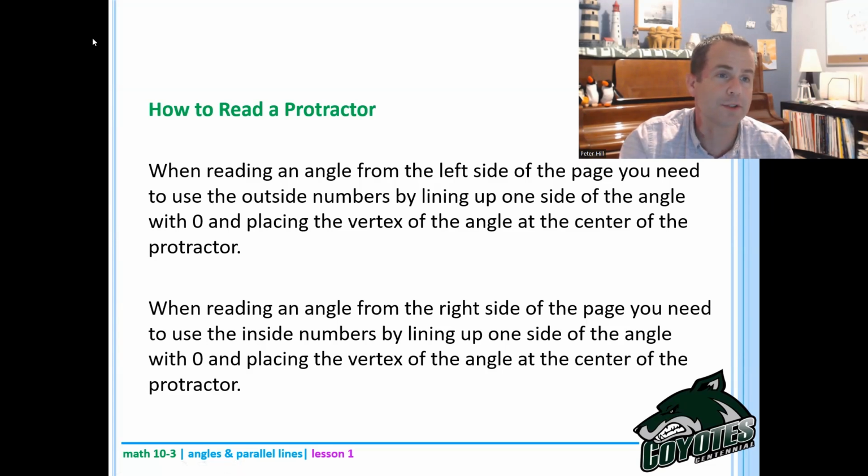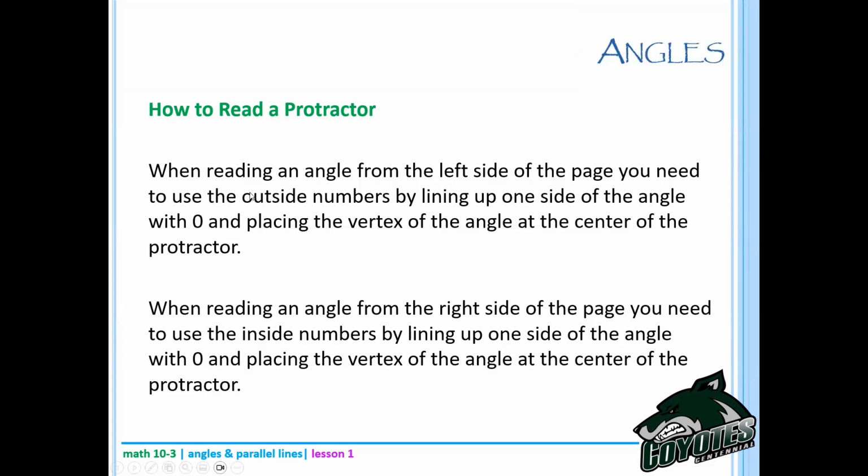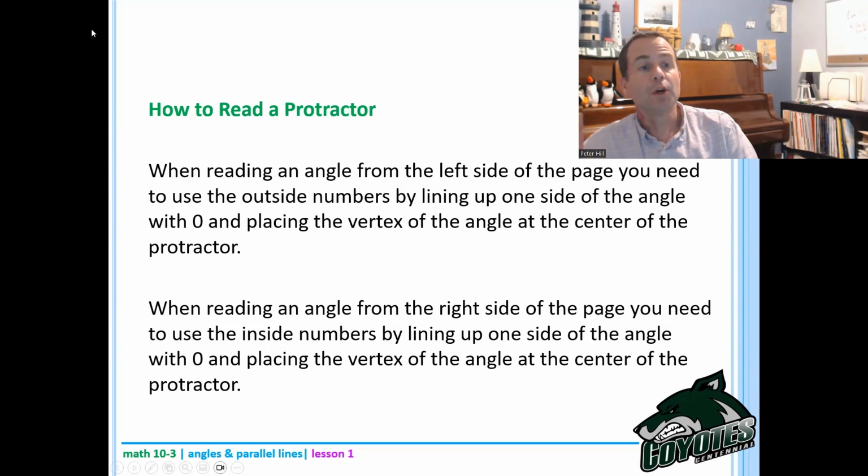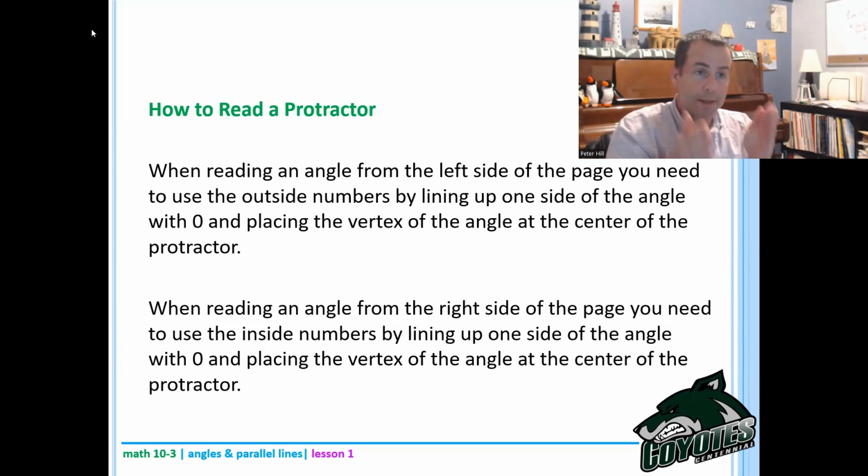Let me just hide myself for a sec so you can see all those words, but I don't want you to get bogged down by all those words either, okay? What I want you to do is place your protractor on your paper so that the center of the protractor is at the vertex of your angle, okay?